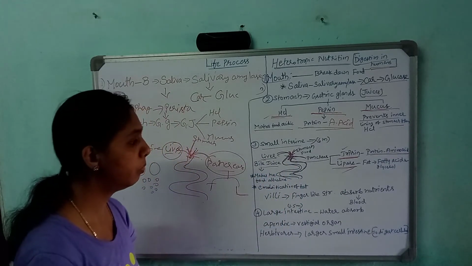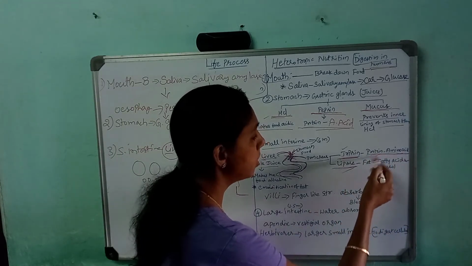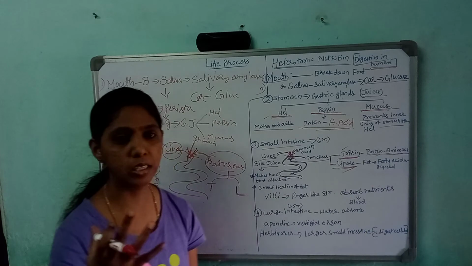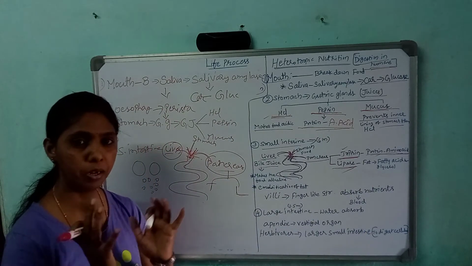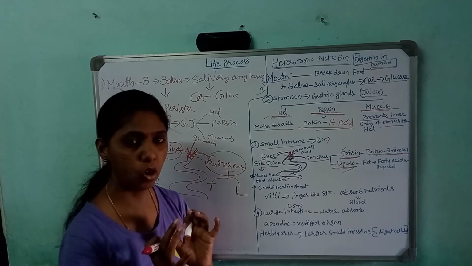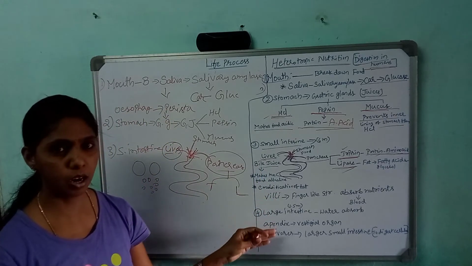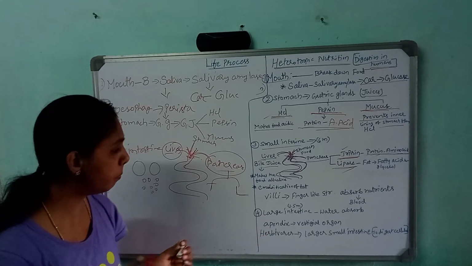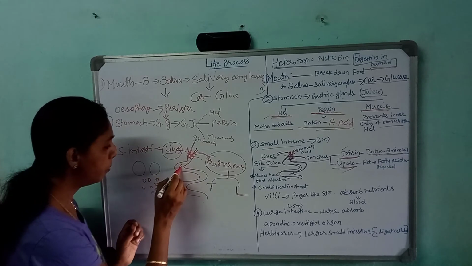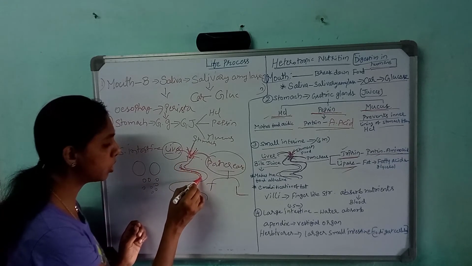After this, see here we have already got from the food amino acids, proteins, all these nutrients. So nutrients in smaller sizes we got, already broken down, and the blood is able to absorb them now. So in the intestine there are some projections, small finger-like projections.